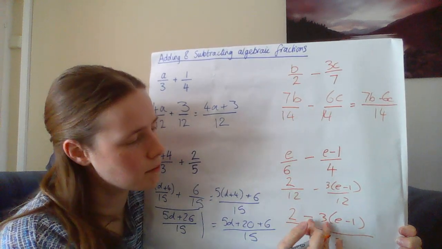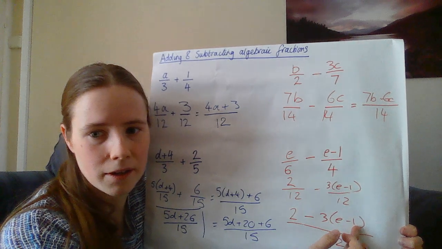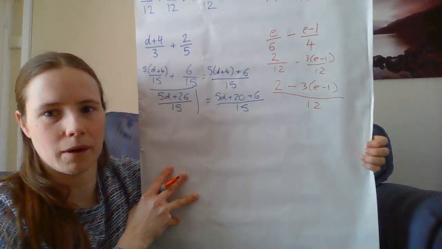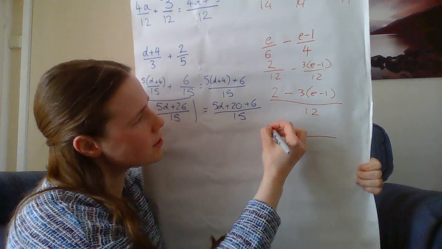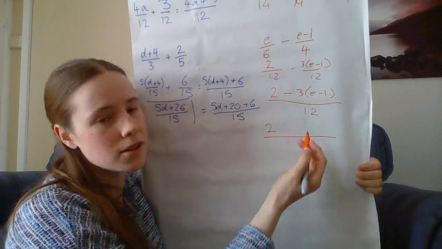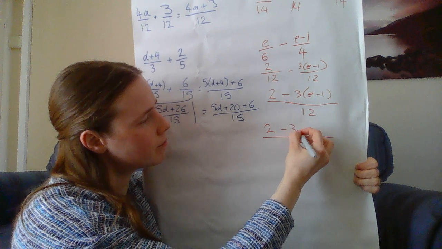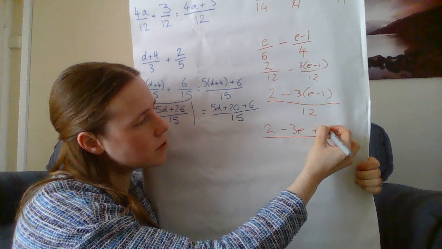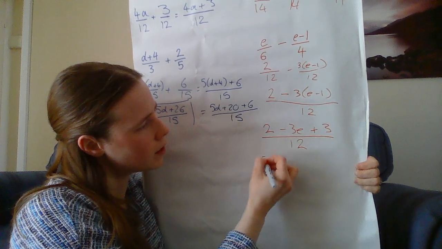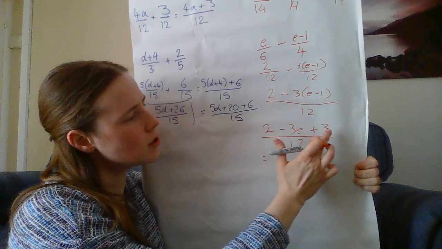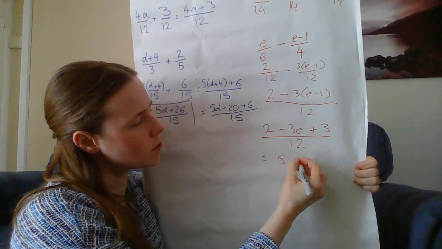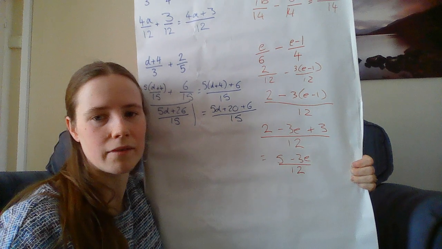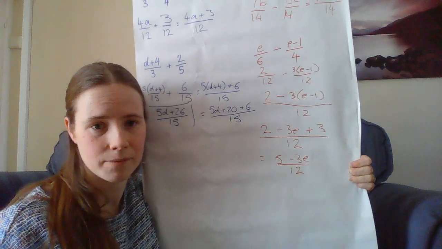Okay, so I'm going to think of it as minus 3 times each of these bits when I expand it out. So I'm just going to move it up slightly so you can see what I'm doing. I'm going to write it as 2 minus 3 times e is minus 3e. Minus 3 times minus 1 is plus 3, all over 12. So now when I simplify that, 2 plus 3 is 5, and I've still got my minus 3e over 12. Nothing I can simplify every single bit by, so I leave it as it is.